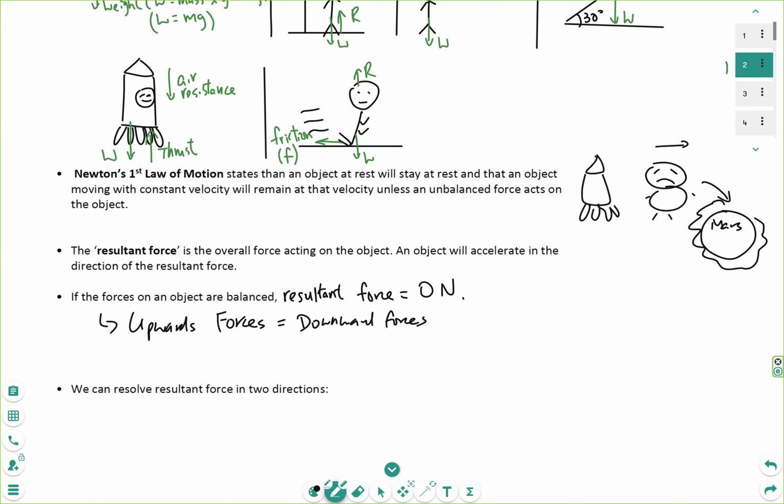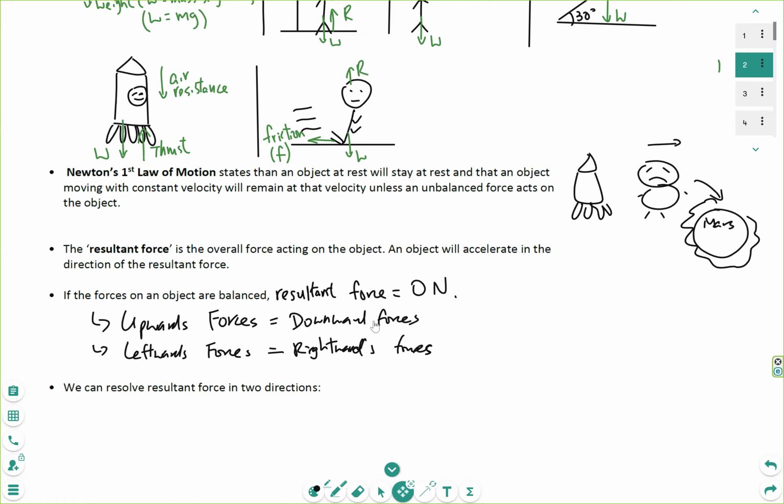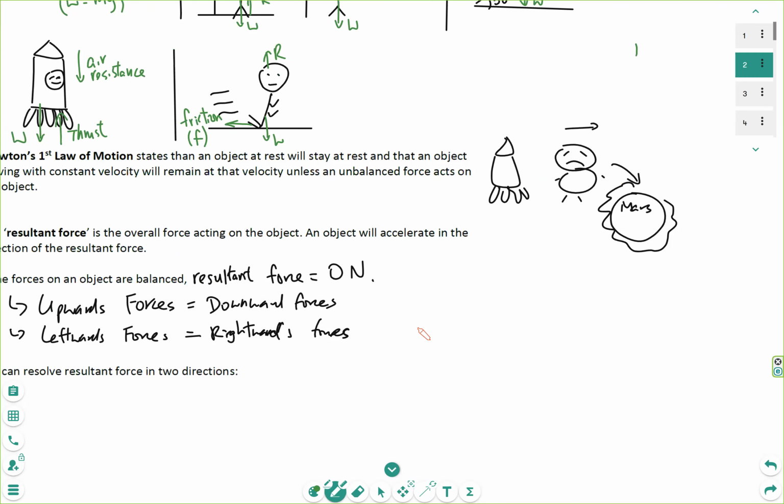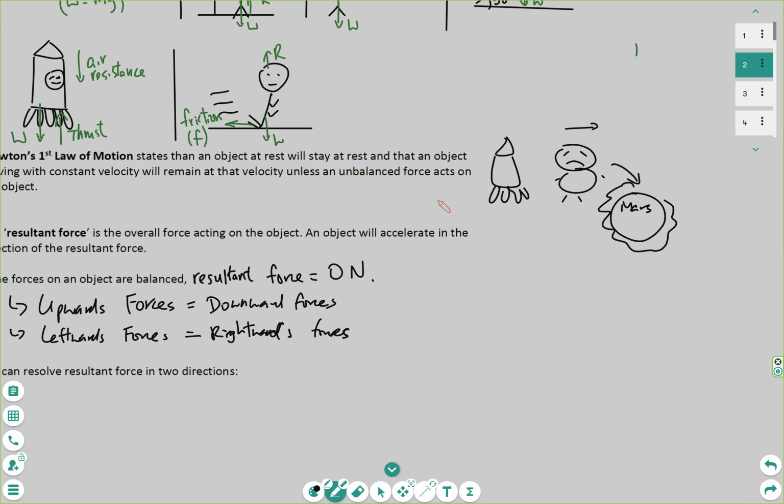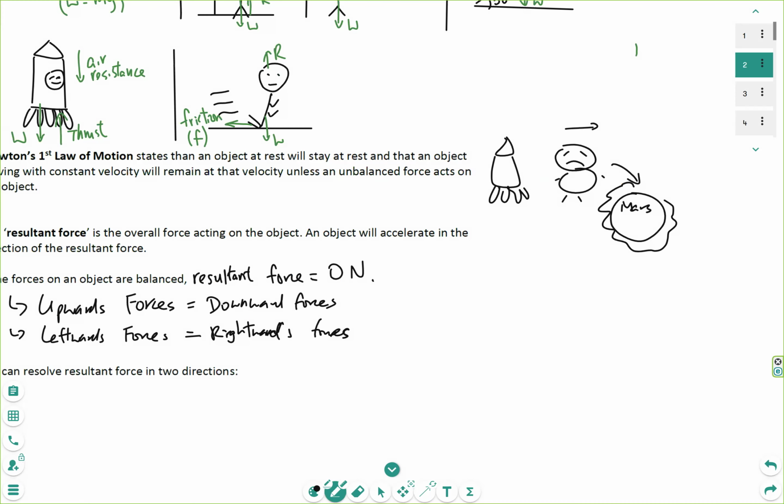Okay, we also have leftward forces equal to rightward forces. So now what does that mean? Imagine, there's a lot of theory today because it's all about theory for this chapter so far. So imagine that's you.